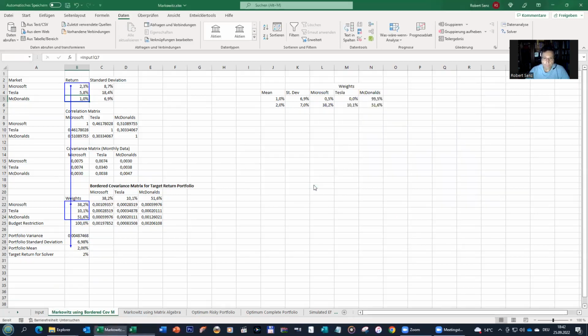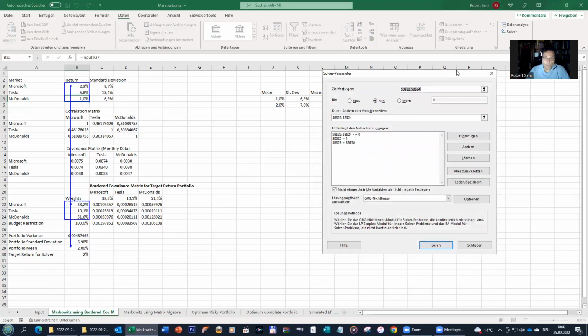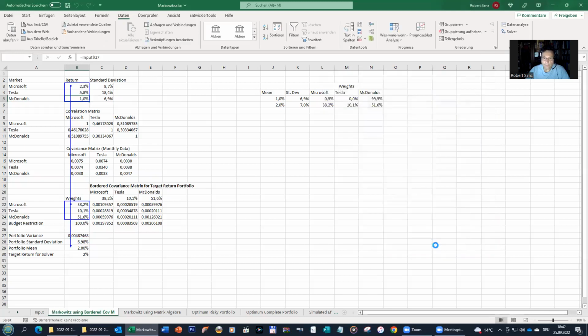Okay, there's a mistake. We have to do it again. So portfolio mean, we want to minimize portfolio variance and say solve. Now it's for sure working. Okay, there's a solution. And there it's 38, 10, and 51%. So let's do another one. So you see there's a change actually.